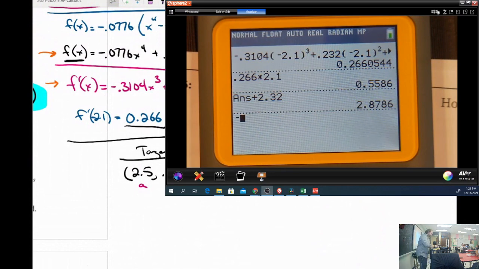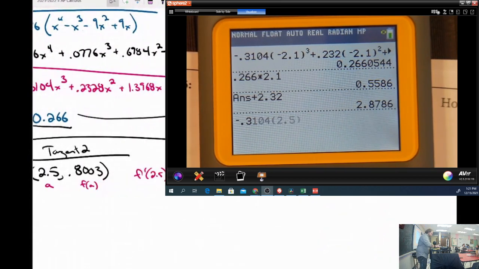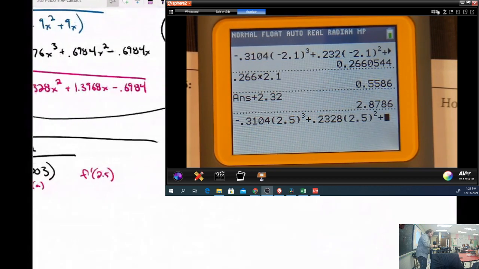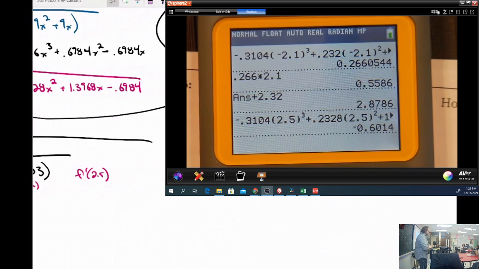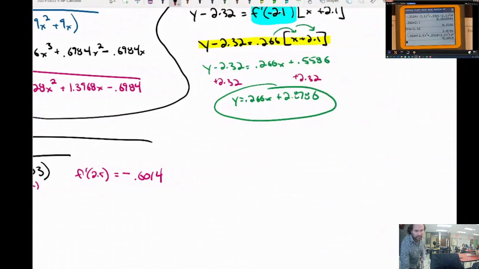It would be negative 0.3104 times 2.5 to the third plus 0.2328 times 2.5 squared plus 1.3968 times 2.5 minus 0.6984, which is going to come out to be about negative 0.6014, which should kind of fit the graph. I should say negative 0.6014.